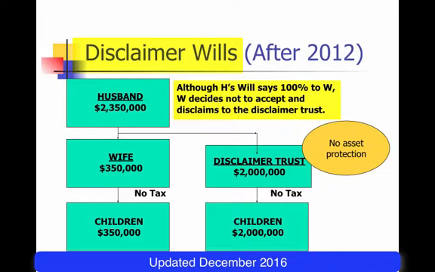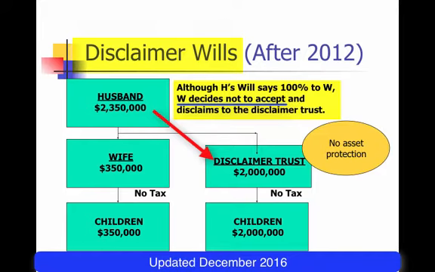So what happens here is the husband's will says everything goes to the wife, but then the wife looks at the situation and says, I appreciate the fact that my husband has left everything to me, but if I receive everything, my estate will be $2,350,000. That's more than the estate tax exemption, and that means when I die, there'll be an estate tax to pay. So I don't want my estate to be more than the estate tax exemption. I'm going to reject the inheritance that my husband is about to give me. I disclaim an amount equal to my husband's Connecticut estate tax exemption.